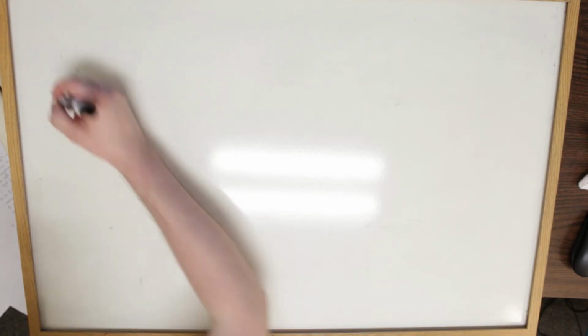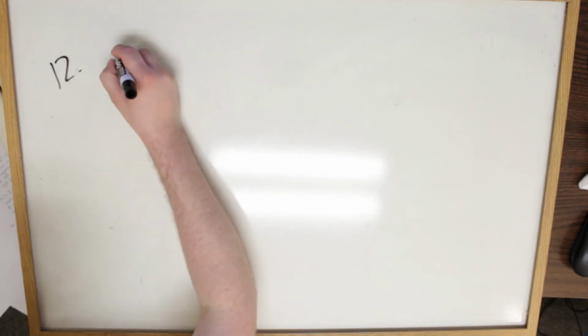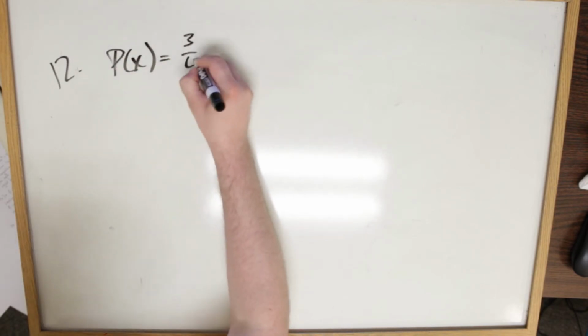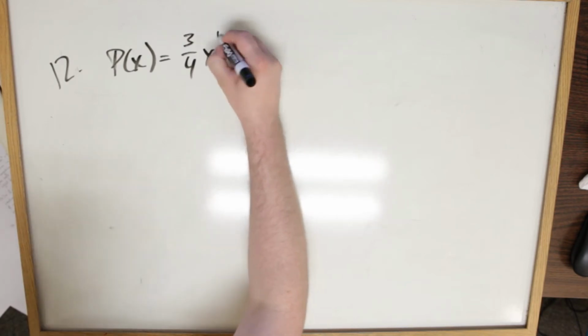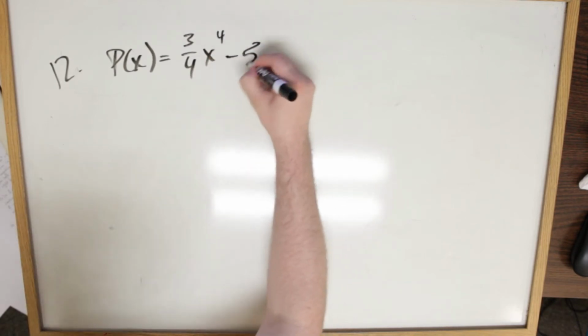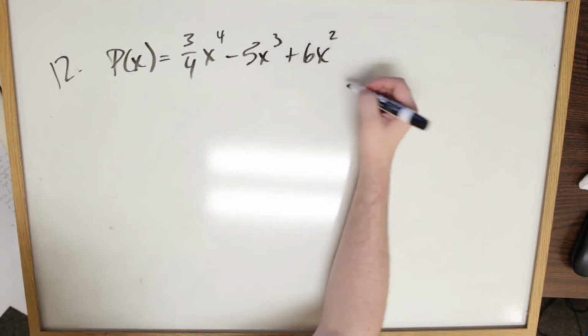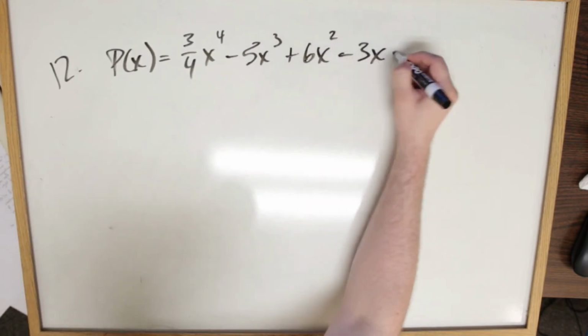All right, let's just do one more, 12. P of x. So P of x is our function. We've got 3/4 times x to the 4th minus 5x to the 3rd plus 6x squared minus 3x plus 7.